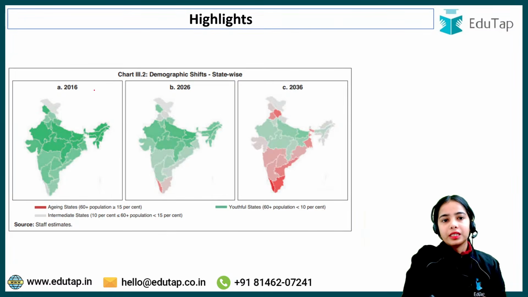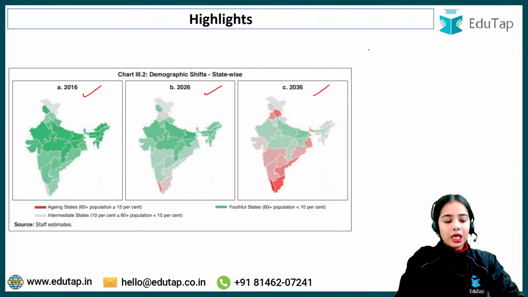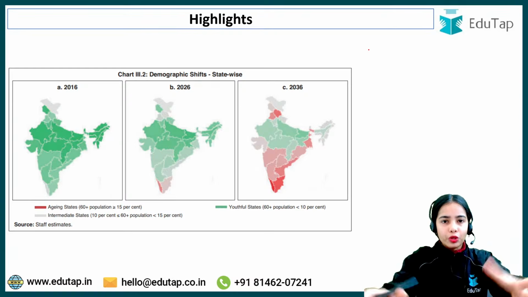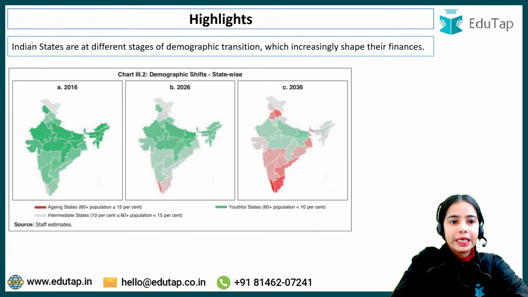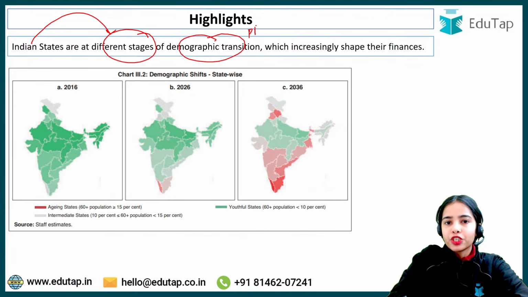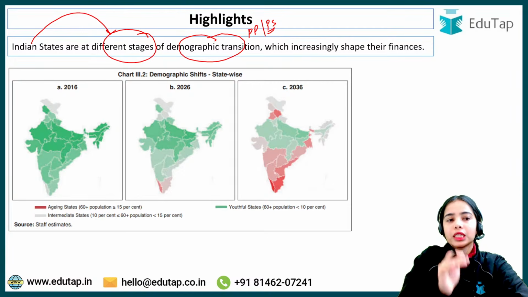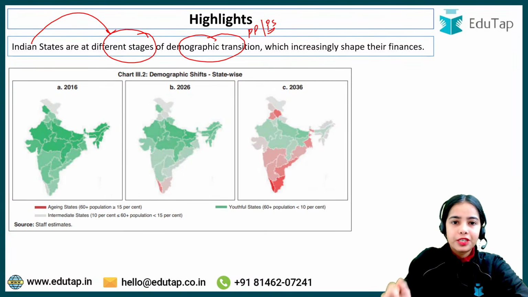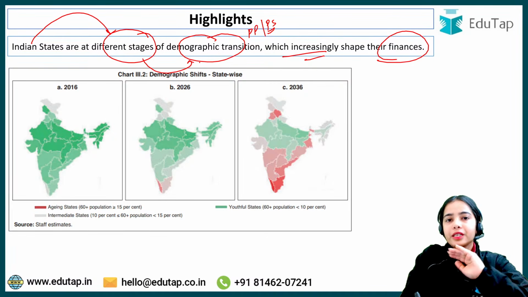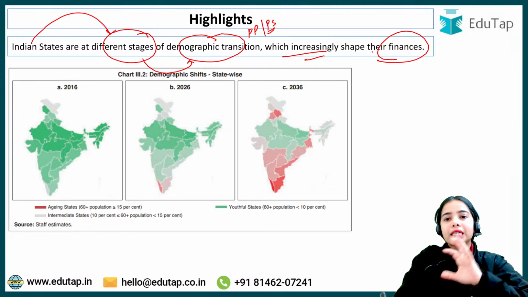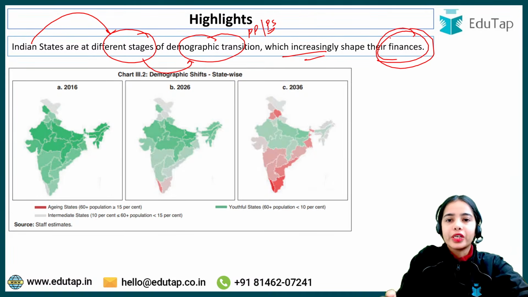And to see that, these are the charts that are provided. The data is provided, that you do not have to remember, but the points you have to remember. Okay, so first of all, Indian states are at different stages of demographic transition in the population patterns, in the population structure. The Indian states are at different stages, which increasingly shape their finances. Okay, so we will discuss how the different states are at different stages, then we will discuss how it affects the finances of the different states.